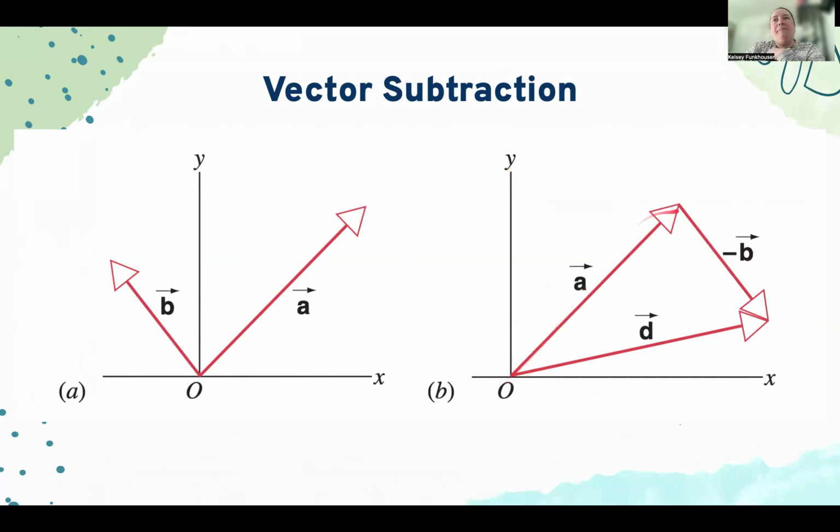We will start with A, and then we will draw B starting with the tail at the tip of A, but it's negative B, so it's just going to face the opposite direction and point down. And then again, we do the same thing where we draw our vector D, which is A minus B, from the tail of A to the tip of negative B.